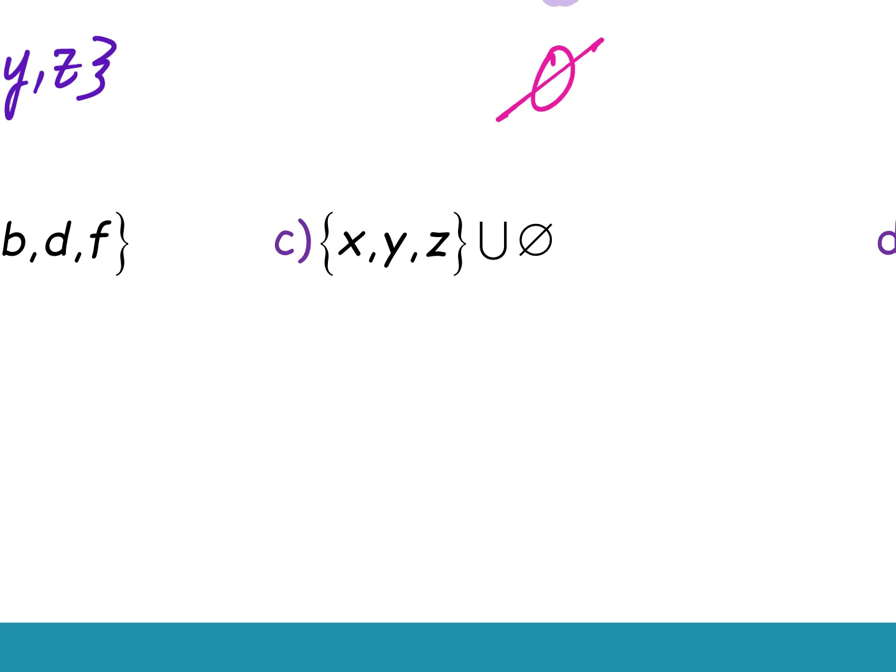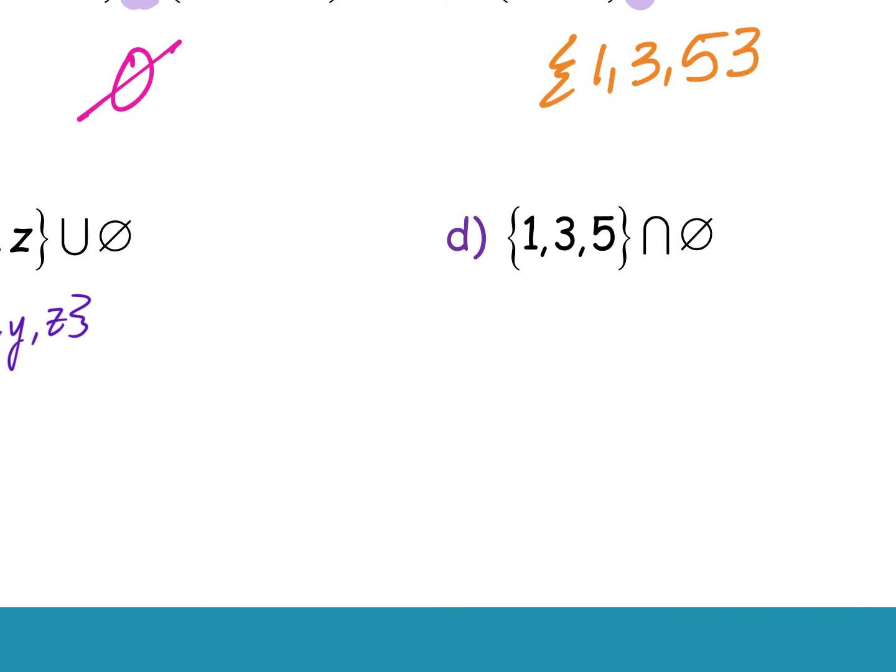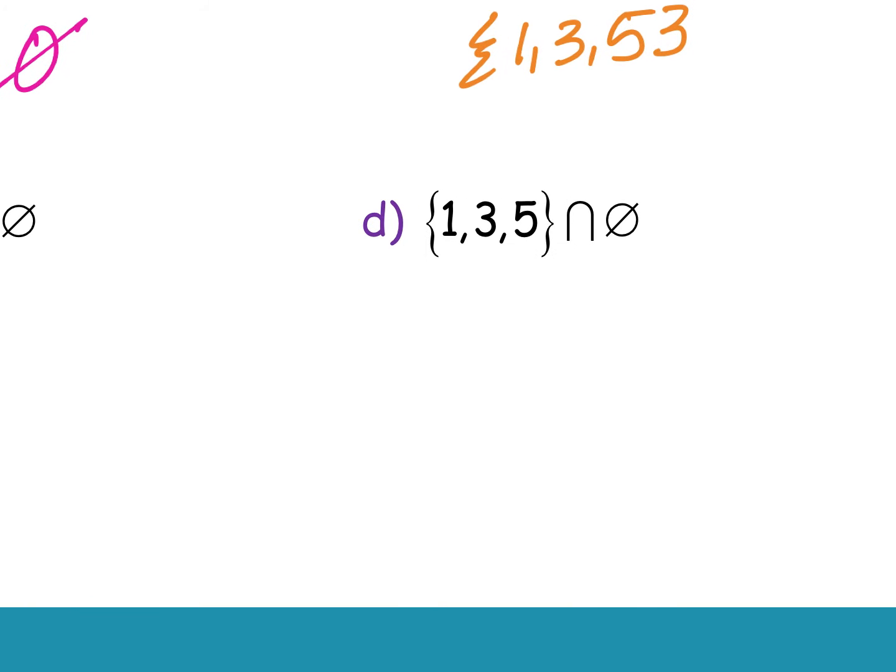Okay, the union of XYZ and the empty set. XYZ. And the intersection of 1, 2, 3 and the empty set. None. The empty set. Beautiful. Questions? Okay, awesome job, you guys.